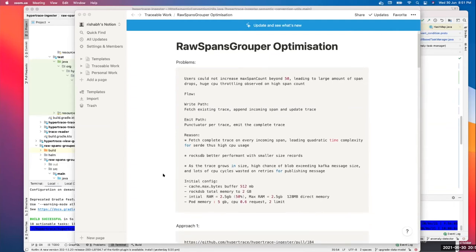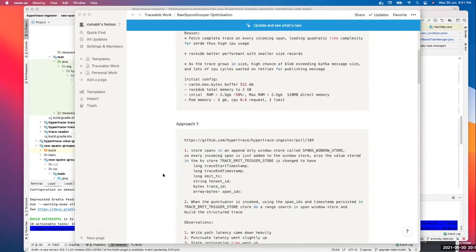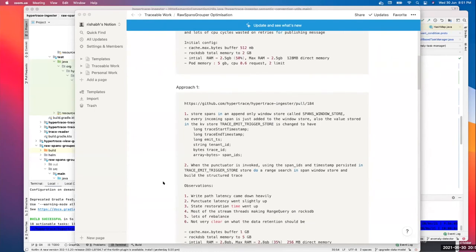As an optimization, what we tried to do was design a store where the span is written individually, not at trace level, but the stitching is done at punctuate time. That was our first approach. It's not much of a change, but the performance difference was very close to what we were expecting.